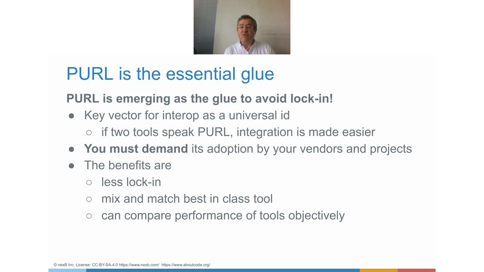So please, I think you must demand adoption of PURL by your vendors and projects, open source projects and at large, because the benefits for you mean less locking, being able to mix and match best-in-class tools, and eventually replace them if need be, and compare objectively the performance. If you do a scan, say, on a container, Docker image, Windows container, whatever, with tool A that spits out PURL and tool B that spits out PURL, you can compare objectively whether they were able to detect the same thing and report the same information.